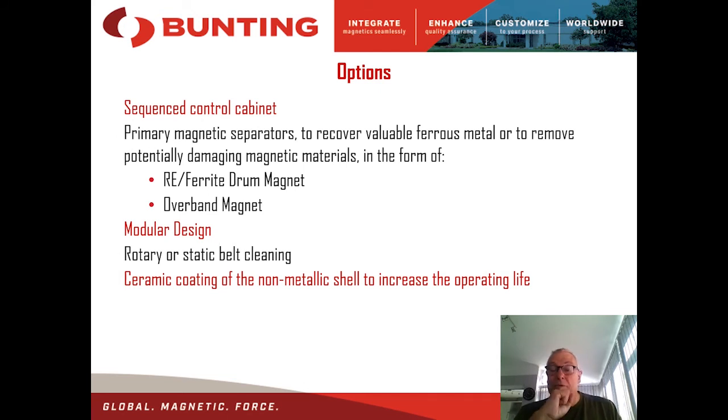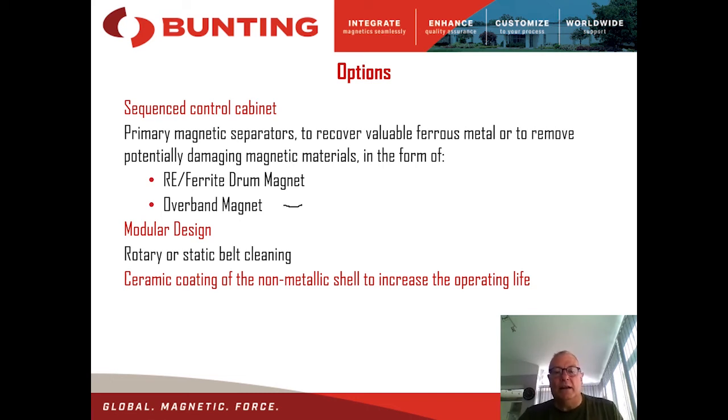Other options you can get on eddy current separators are sequence control panels, which allow, as I said before, you to control both the belt speed, the vibratory speed that you're feeding on as well, and also completely control the speed of the eddy current rotor, which again is one of the key control variables on the machine. We can have our drum magnets to remove ferrous material. If we have very little ferrous material and it's quite large in nature, you can go to an overband magnet, which is a simpler design.